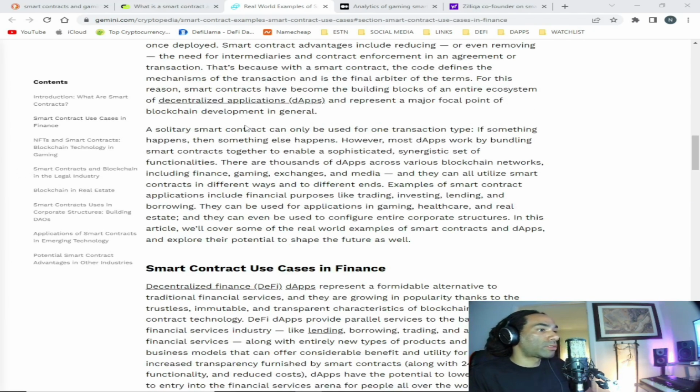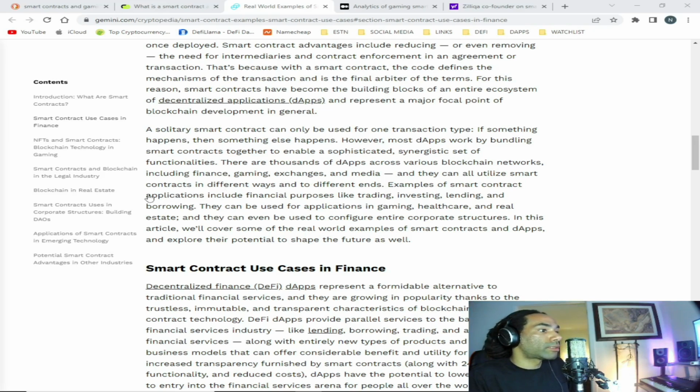A solitary smart contract can only be used for one transaction type. If something happens, then something else happens. However, most dApps work by building smart contracts together to enable a sophisticated, synergistic set of functionalities. There are thousands of dApps across various blockchain networks, including finance, gaming, exchanges, and media. And they can all utilize smart contracts in different ways and to different ends.